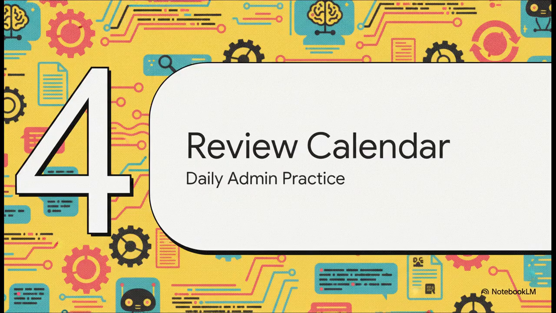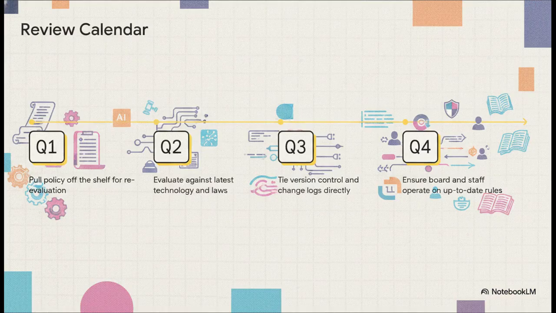Which brings us to section 4, mastering the review calendar. Now, how do we actually put all this into daily administrative practice? Take a look at the review calendar on your screen. This is where the magic really happens. We've mapped out the year into 4 clear quarters, Q1, Q2, Q3, and Q4. This timeline maps out exactly when each specific policy needs to be pulled off the shelf and reevaluated against the latest tech and laws.